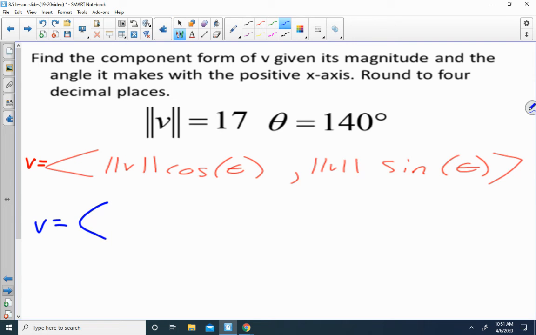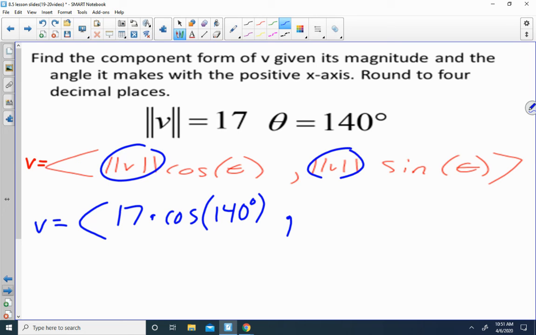So first I've got to do the magnitude of 17. I'm going to times that by cosine of the angle, which in this case is 140. And I tried looking at the unit circle. Actually, 140 is not on there. So we have no choice but to plug this in the calculator. All right, for the next one, the magnitude of v is 17, and then times that by sine of the angle, which is 140 degrees.